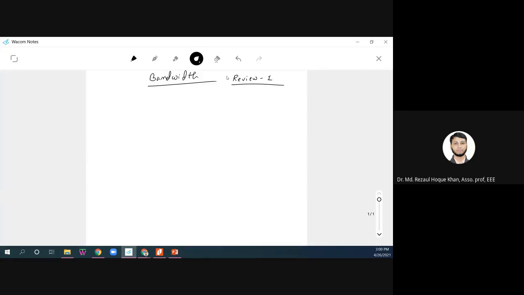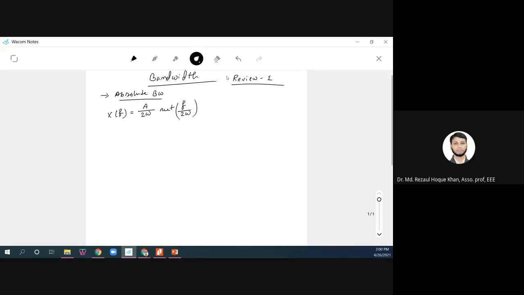Now, for bandwidth, one of the definitions comes as an absolute bandwidth. Absolute bandwidth. What does it mean? Imagine we have a signal. It's a rectangular signal. Actually, this is the same pulse shaped signal we just used.